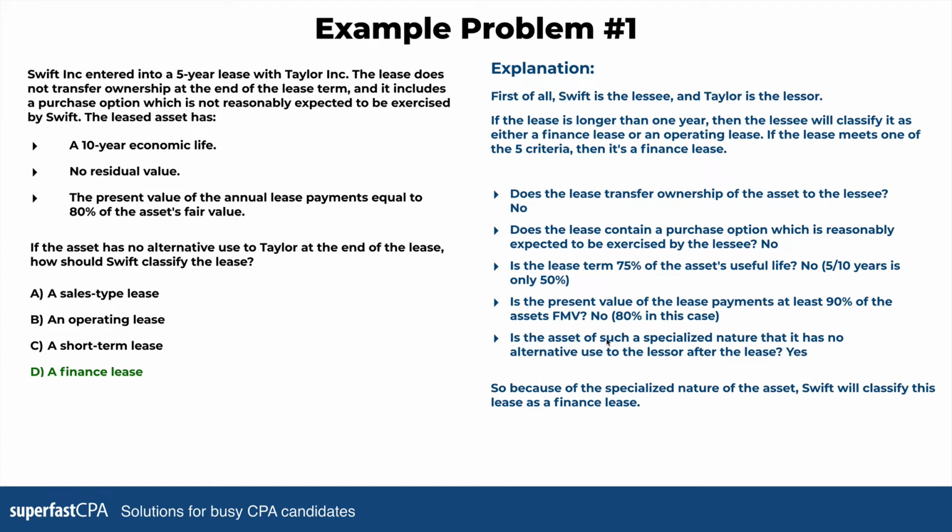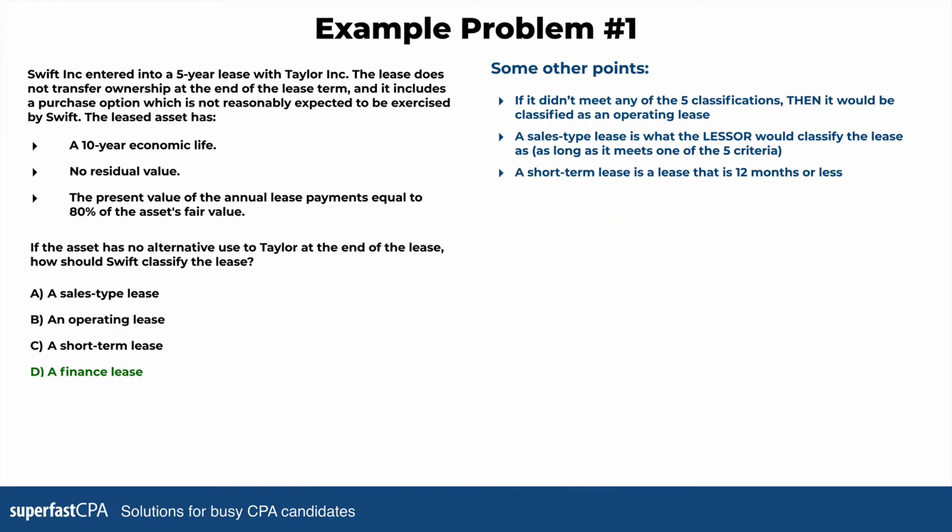Is the asset of such a specialized nature that it has no alternative use to the lessor after the lease? Yes. The asset has no alternative use to Taylor, so how should Swift classify the lease? That is what gives us 1 yes. That's all we need. So this is a finance lease. Swift will classify this lease as a finance lease.